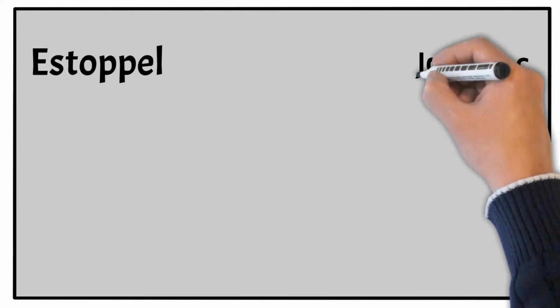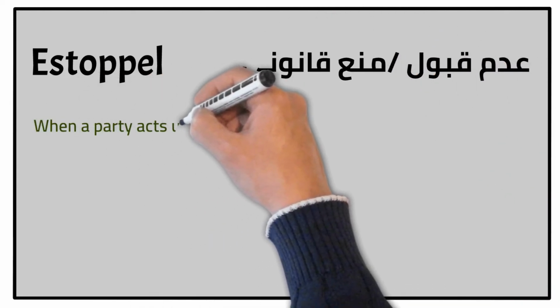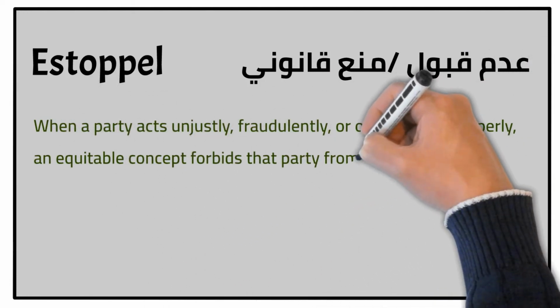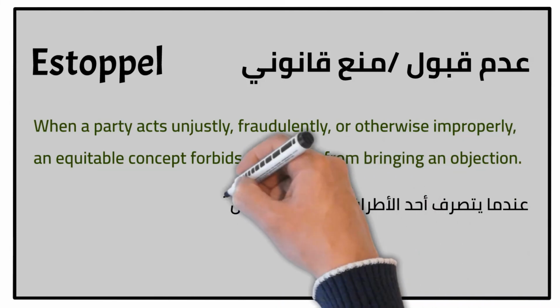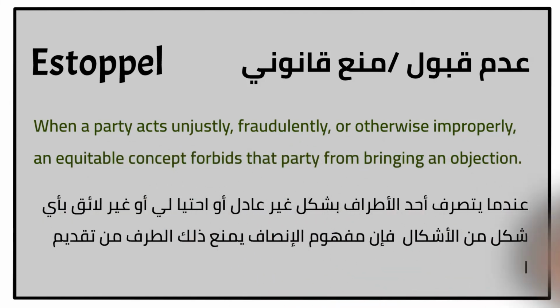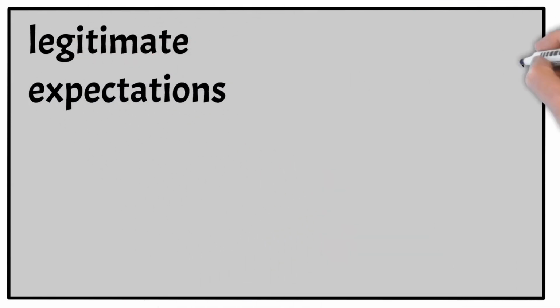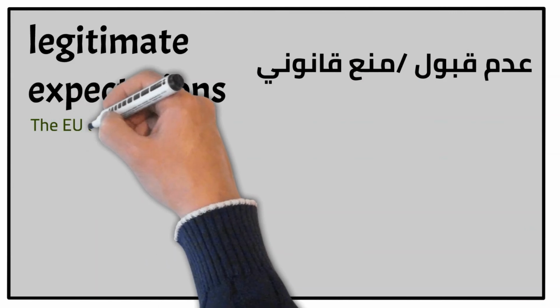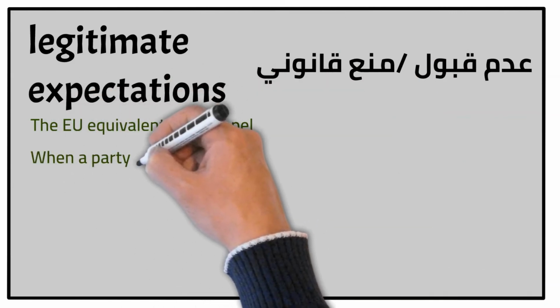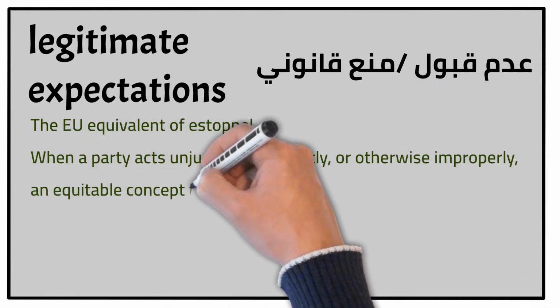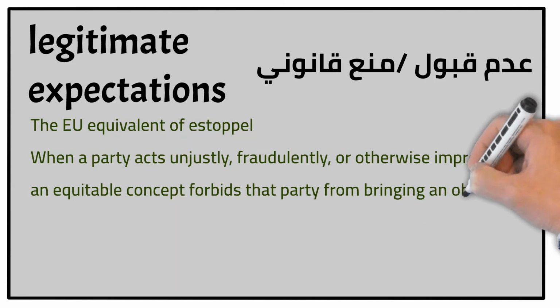Estoppel. This term means when a party acts unjustly, fraudulently, or otherwise improperly, an equitable concept forbids that party from bringing an objection. Legitimate expectations. This term means the EU equivalent of estoppel. When a party acts unjustly, fraudulently, or otherwise improperly, an equitable concept forbids that party from bringing an objection.